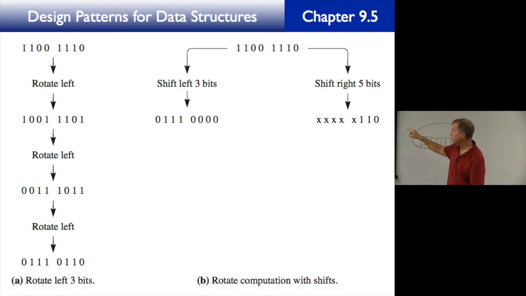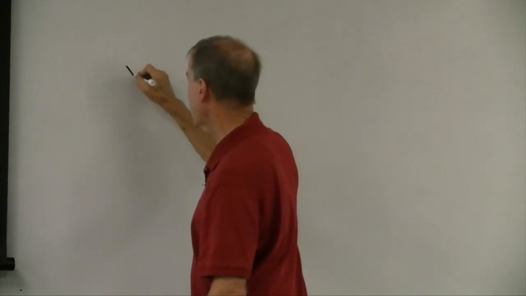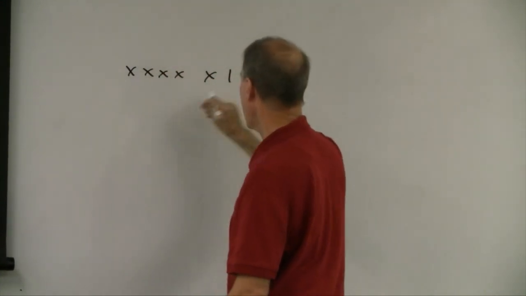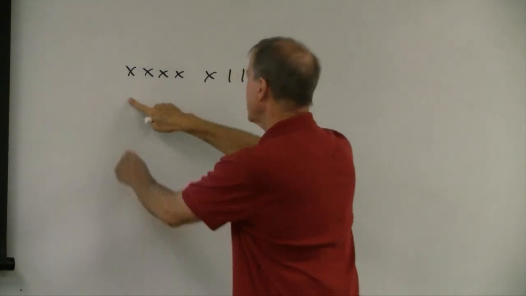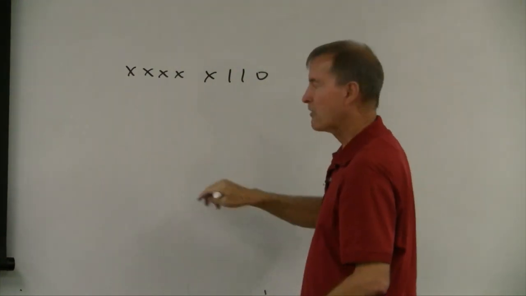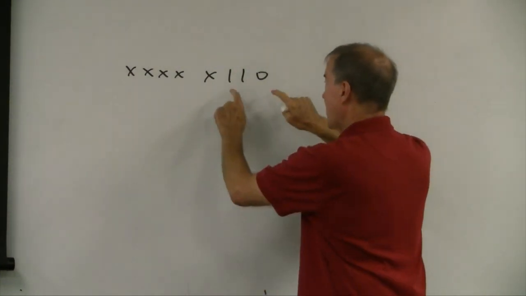Okay, so now what do you suppose we have to do? What do you suppose we want to do? We want to get rid of those X's and make them zeros. We want to make them zeros. How can we make them zeros? Look. Here we have X, X, X, X, X, 1, 1, 0. How can we make these all 0 and keep these unchanged?